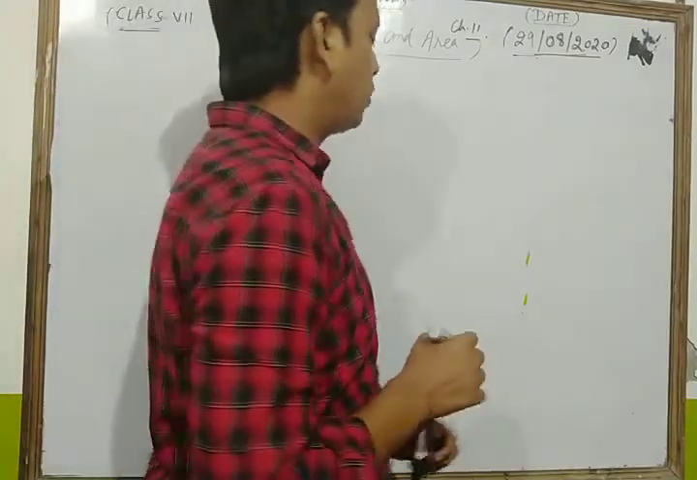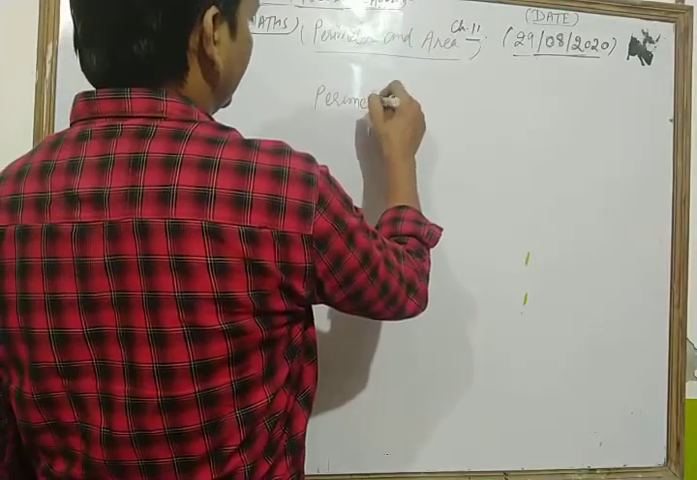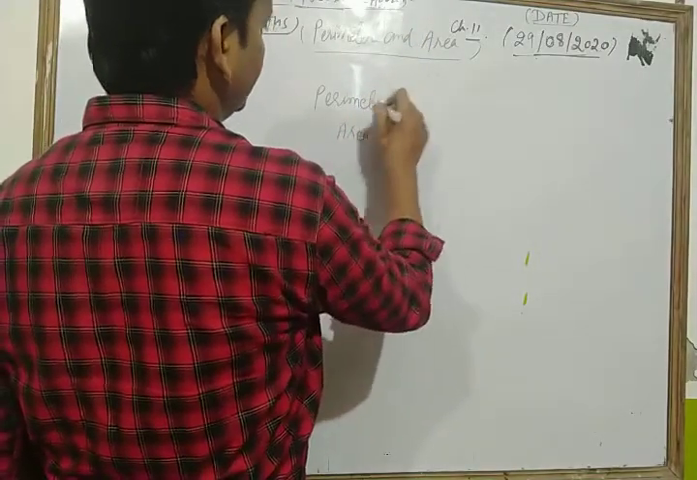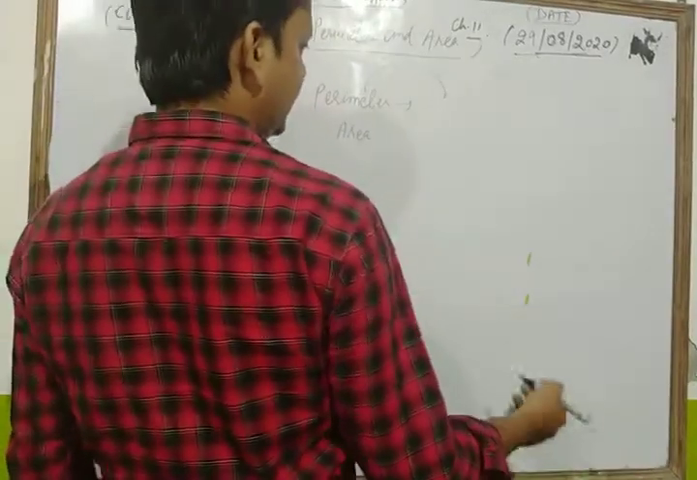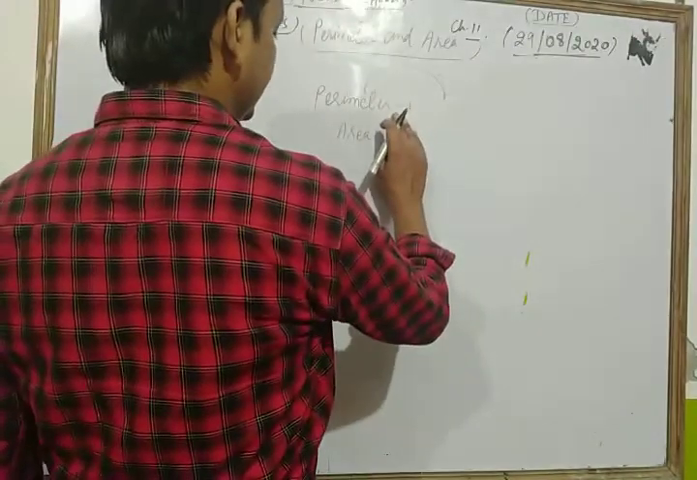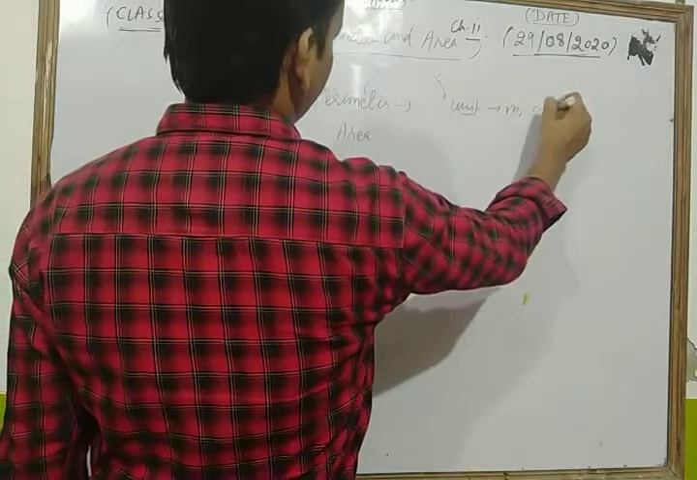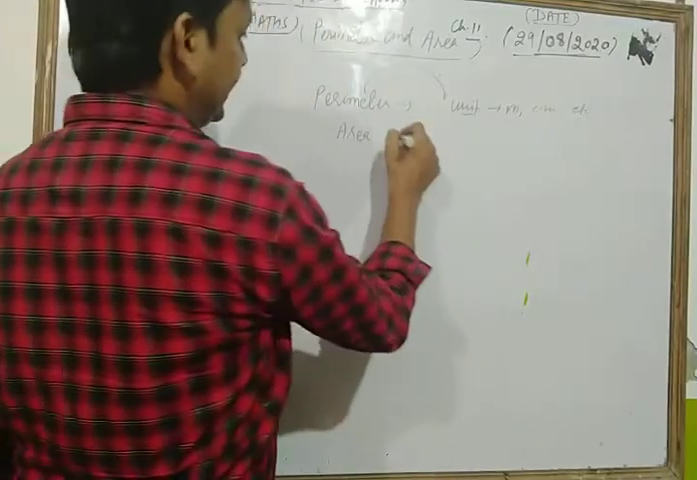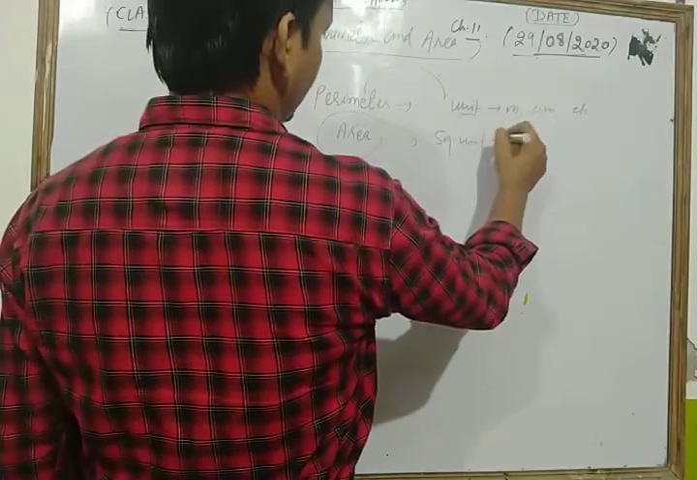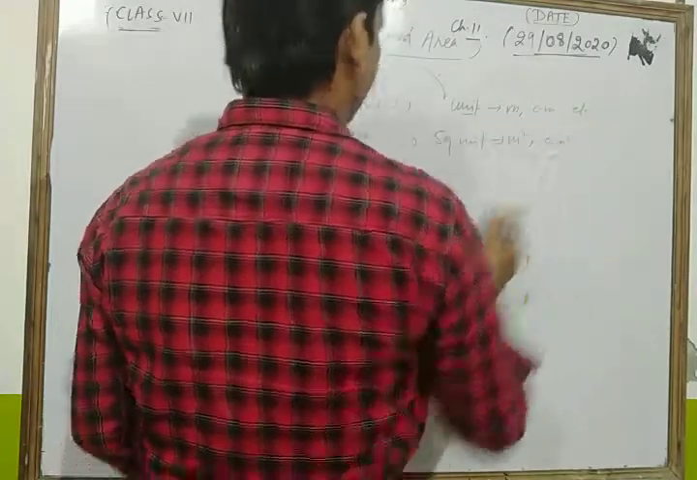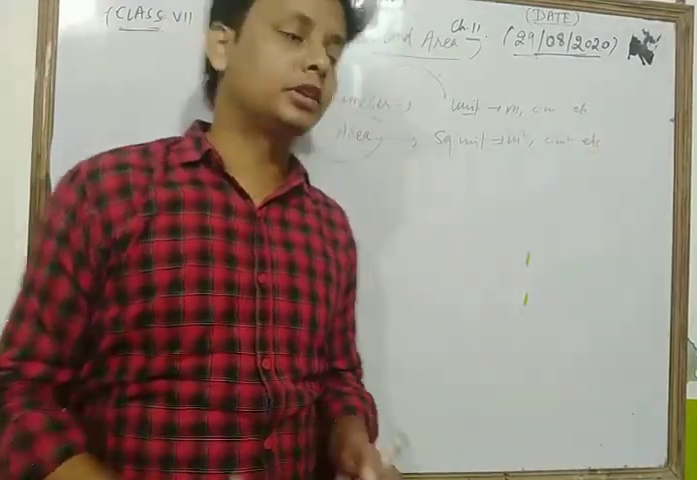One important thing is the perimeter. Your chapter is perimeter and area. Dear students, perimeter is always in units: centimeter, meter or unit. Perimeter is always in units, meaning meter, centimeter, etc. And area is always in square units, meaning meter square, centimeter square, etc. Dear students, this is a very important concept related to this chapter.